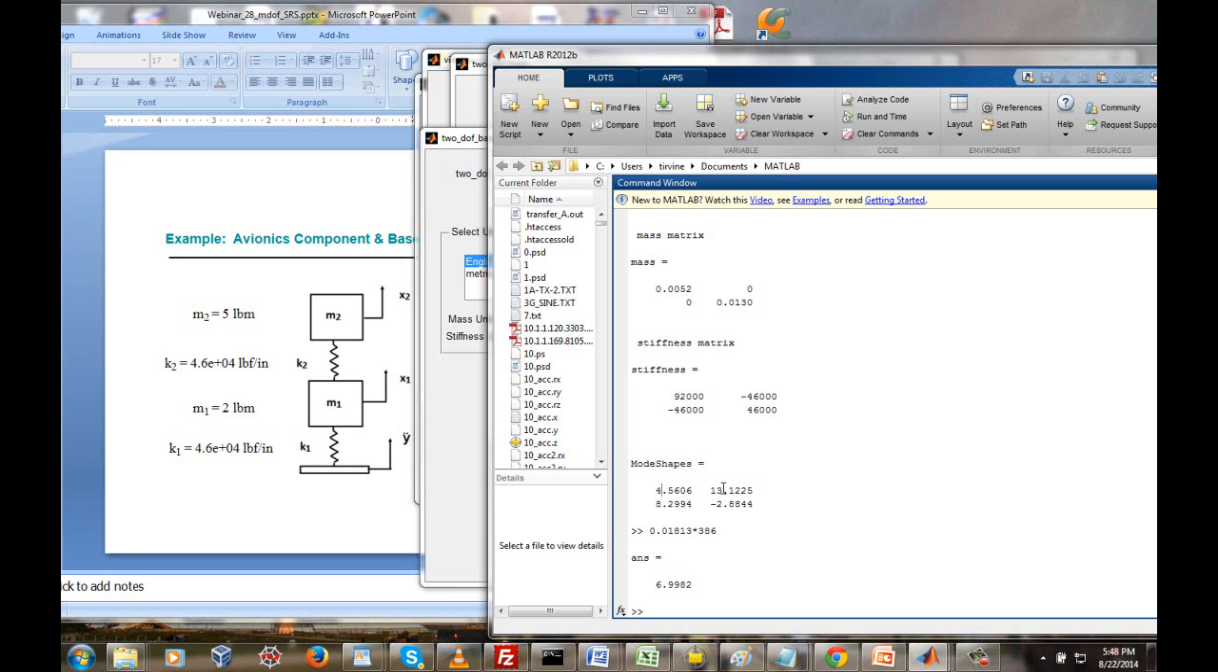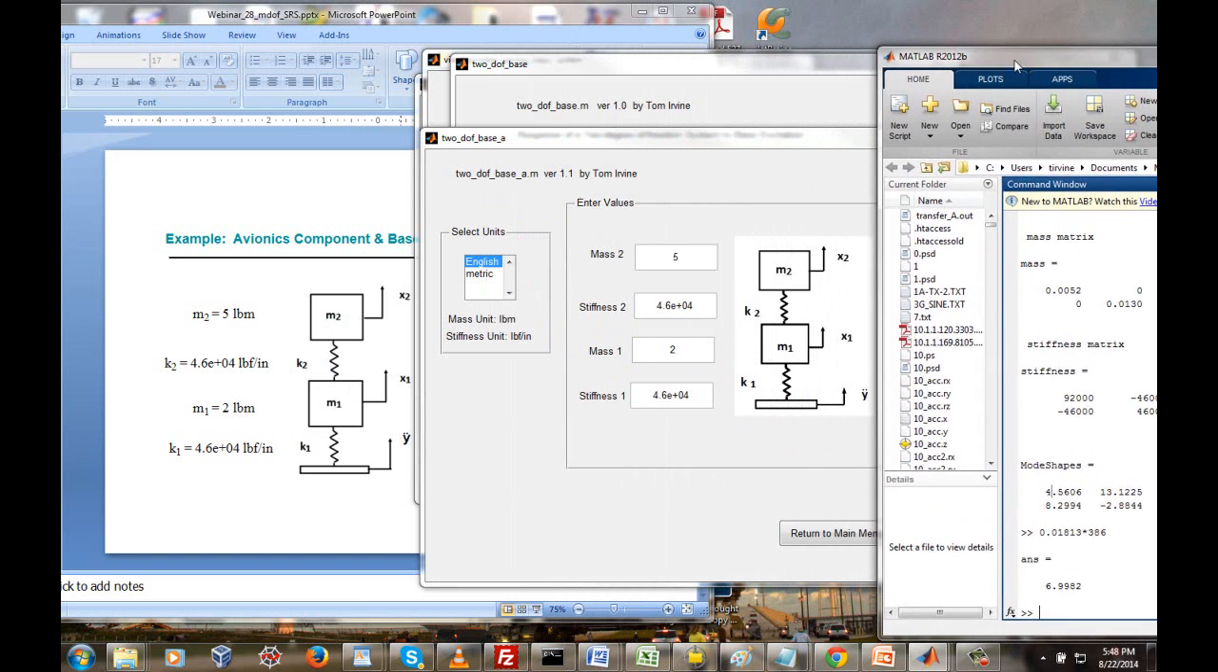Now we get to the second mode, and we have 13 and minus 2. So you see a change of sign there. That means the two masses are going to vibrate 180 degrees out of phase with one another. And if we make a ratio of it, it's about a ratio of 4 between those numbers, so this bottom mass is going to be vibrating with an amplitude about 4 times greater than that of the top mass. So that's just some information that we're extracting from the mode shapes.